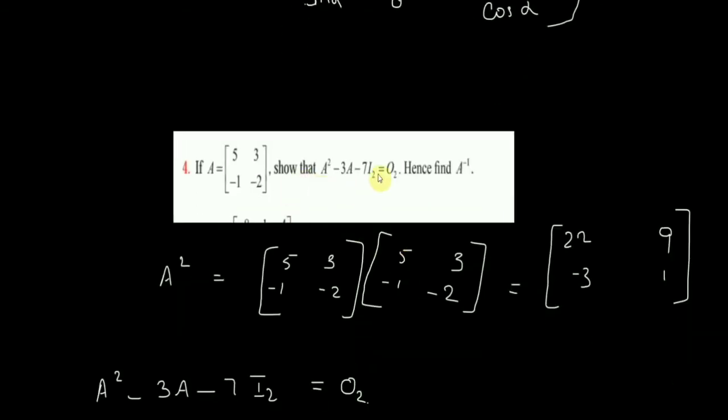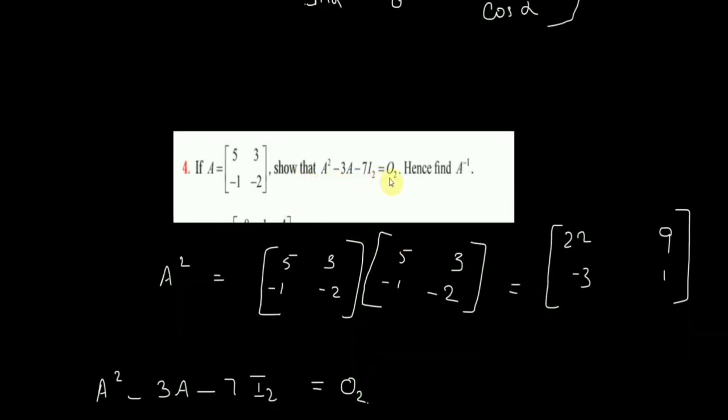Show that A square minus 3A minus 7I2 equals O2. O2 means null matrix of order 2. I2 means identity matrix of order 2. So using this, find A inverse. Okay, you have to use this and find A inverse. So first let us prove this.